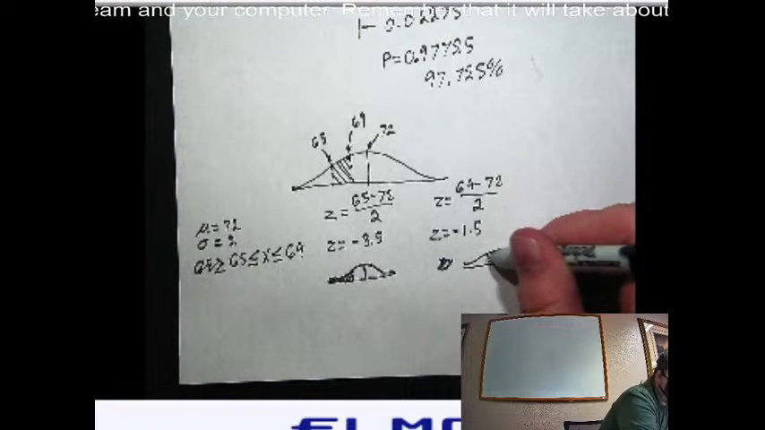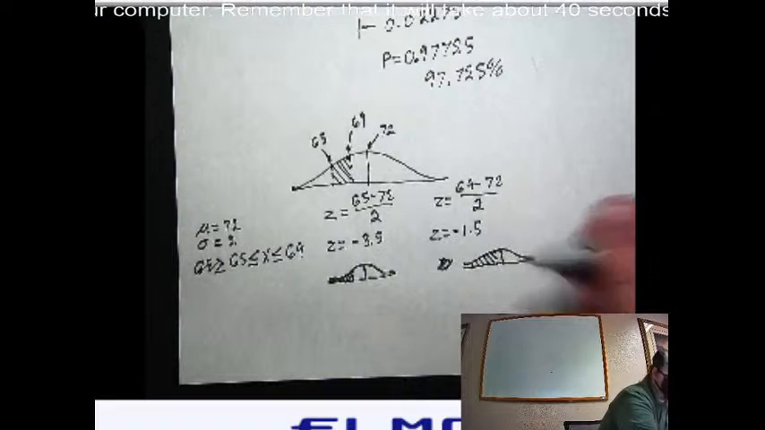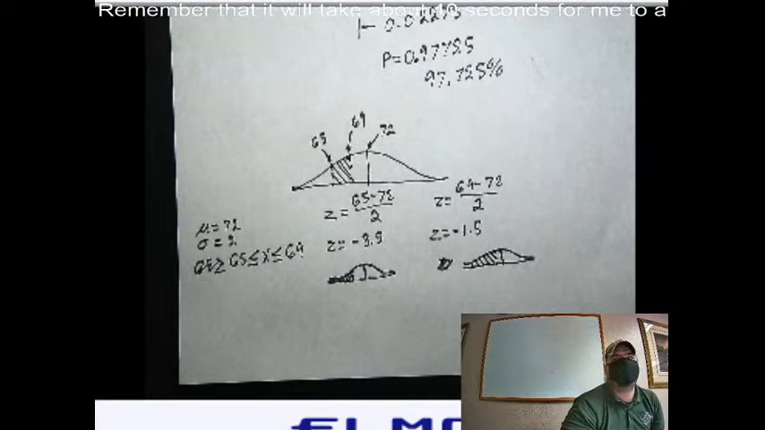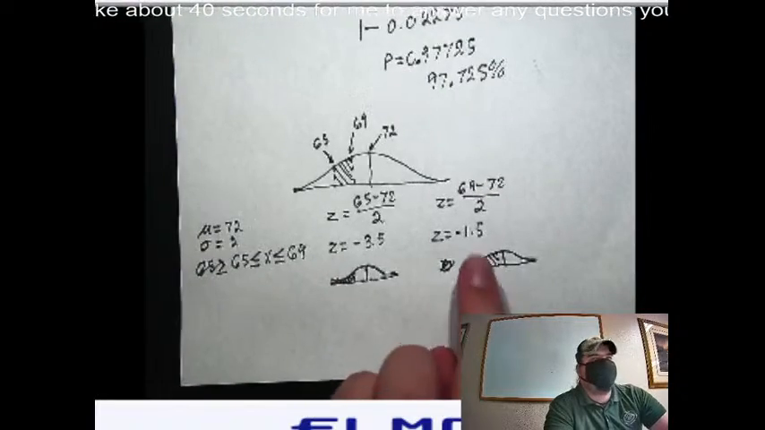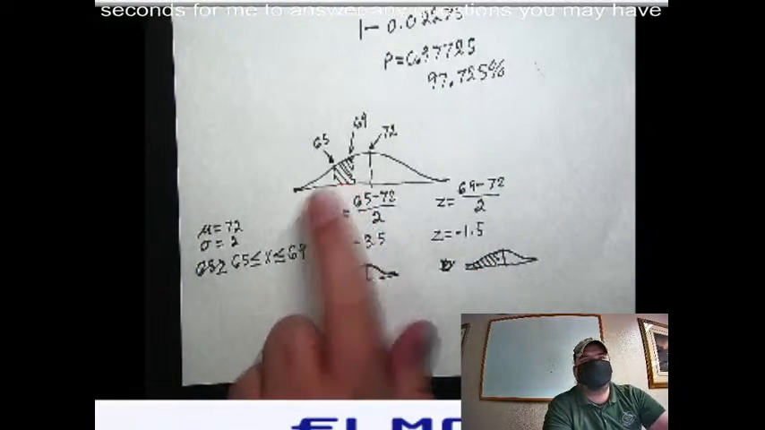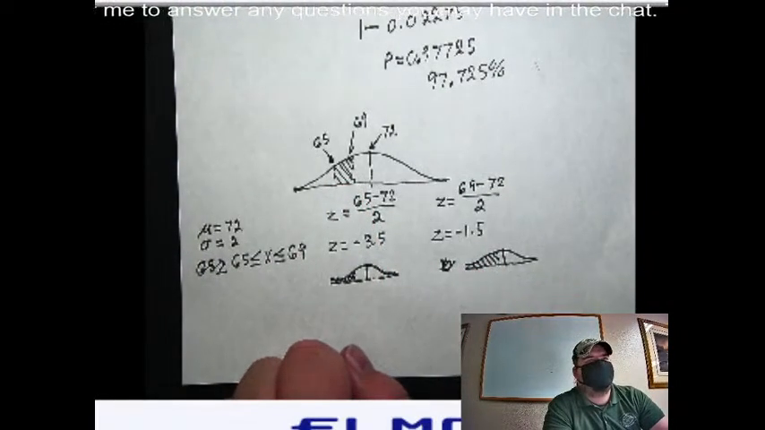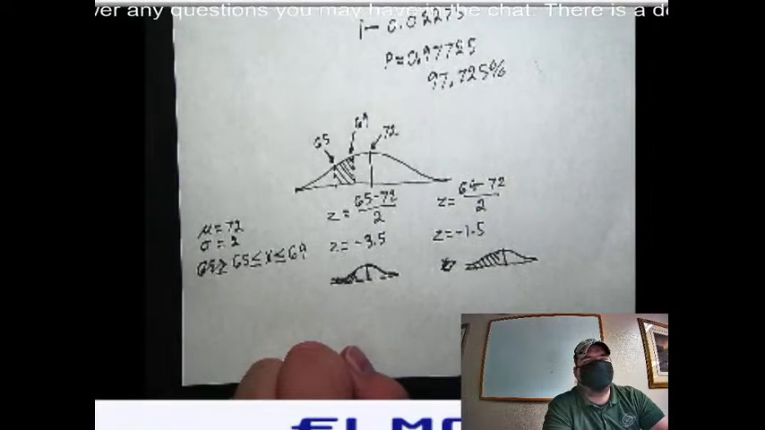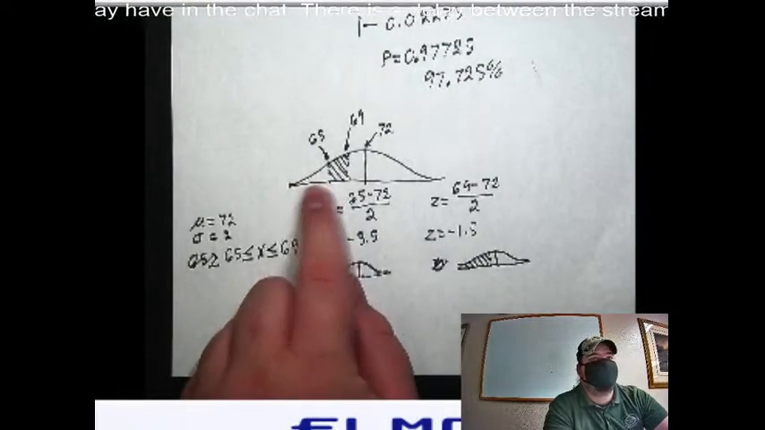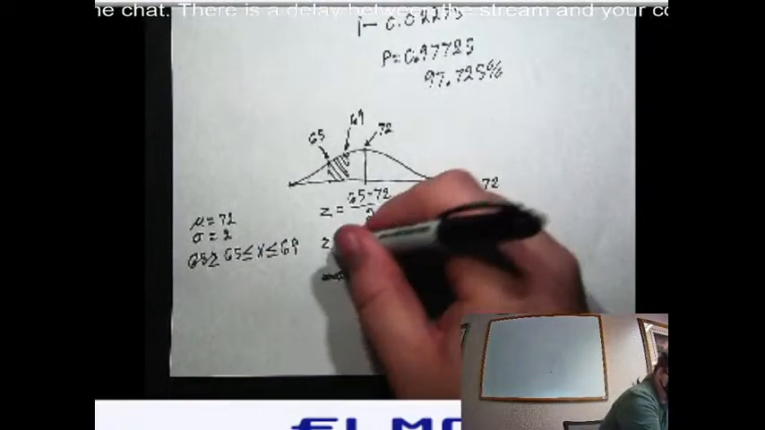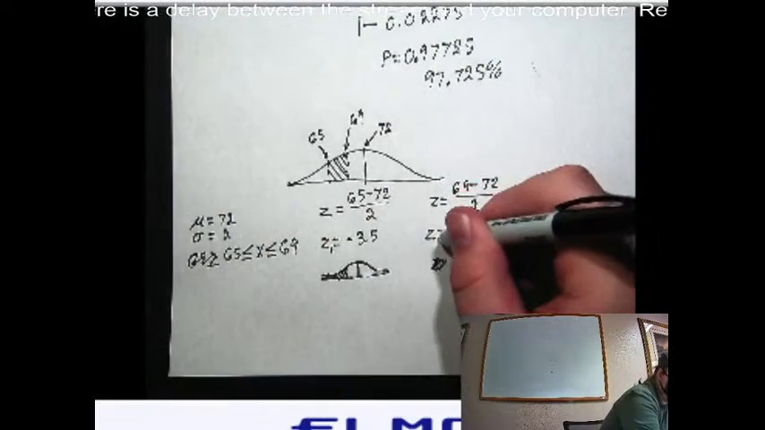It's calculating all of this area back behind it. But we don't want this area back behind it. We just want this. So this one, it's got this part right here. This is our first z-score. In fact, I'm going to call this z1 and this z2.